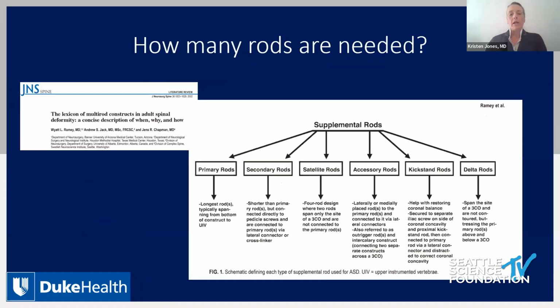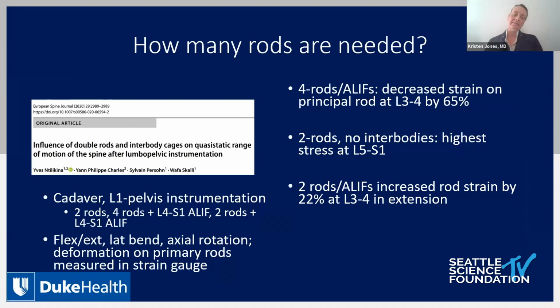So when we think about how many rods are actually needed, as usual, Jens has written a paper that helps us define the problem and it helps us start to get to a solution. So this is a paper from 2022, just defining the different terms about how many rods and what type of rods there are. And I just want to stress that this conversation is not talking about how many rods you need across a 3-column osteotomy. All of us would say you need more than 2 rods across the 3-column osteotomy. So this discussion of how many rods are needed is actually for a deformity without a 3-column osteotomy.